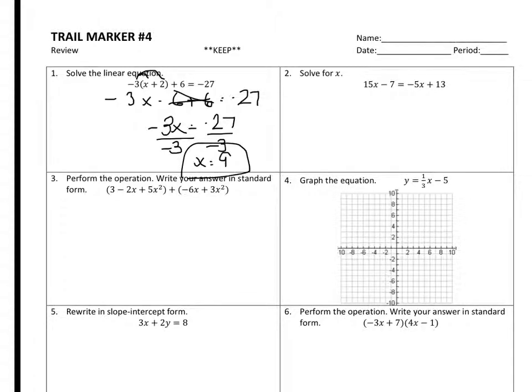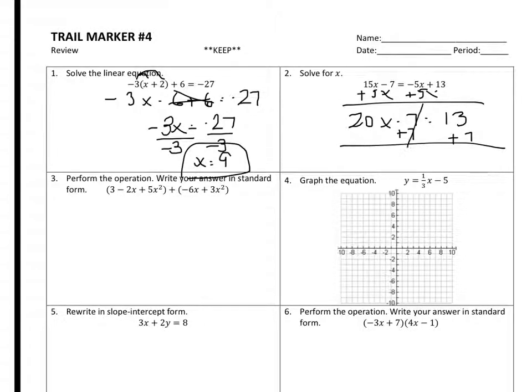Okay, question 2. Same idea, solving a linear equation, but now we have variables on both sides. So the first thing I'm going to do is move the variable to one side. So I'm going to add 5x here, but what I do to one side I have to do to the other. So I get 20x minus 7 equals 13. So I just rewrote exactly what's left, the minus 7 and the equals 13. Now I'm going to move the constants to the other side. So I'm going to add 7 to both sides. Notice how those cancel out. So now I have 20x equals 20. Now we divide by 20, and x equals 1.